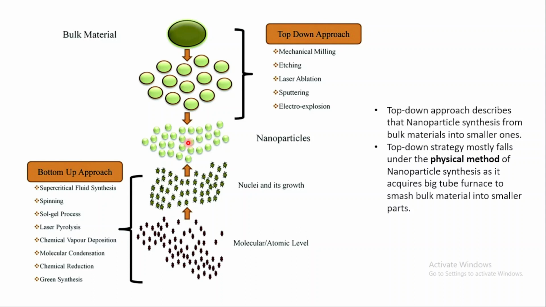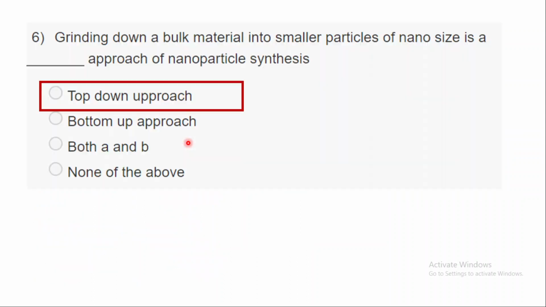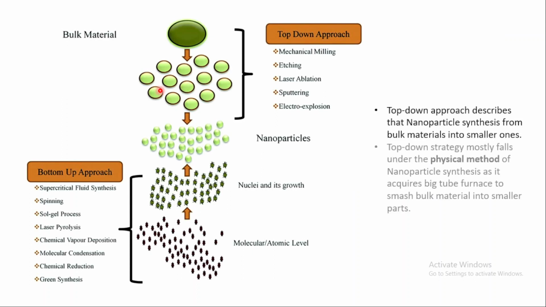Right? So this was the technical difference between top-down and bottom-up approach. And the answer to our question would be grinding of the bulk, grinding down a bulk material into smaller particles for nano size is a form of top-down approach. Is it clear to the students? You can just mention in the comment box.